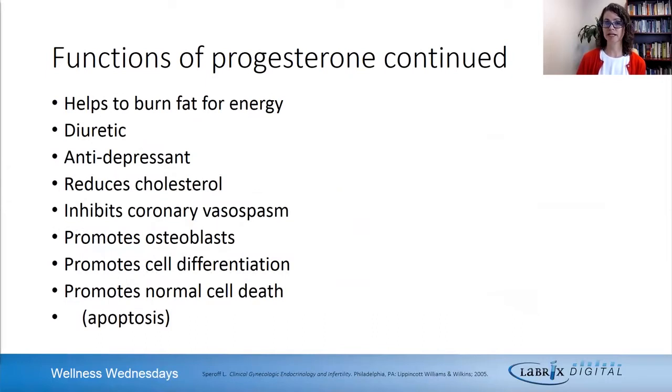It's a diuretic. It has antidepressant qualities. It can reduce cholesterol, inhibit coronary vasospasm, and promote osteoblasts, so it's beneficial for bone health. It promotes cell differentiation, again, the opposite of estradiol, which is about proliferation, and it promotes cell death, specifically when we're thinking about cancer.